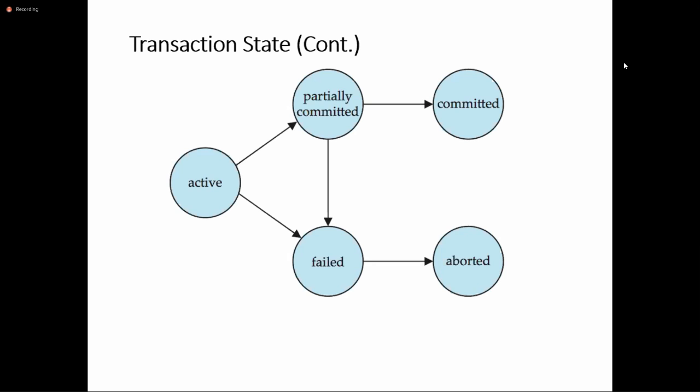Then the changes are updated in the database. But in the partially committed state, if some failure happens, then you want to abort the transaction, meaning you kill the transaction, you leave the transaction. Okay, that's it. Simply, we can explain it like this.